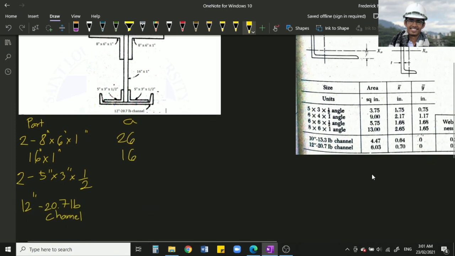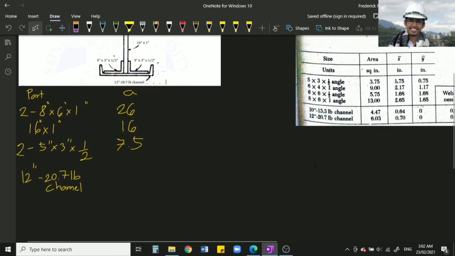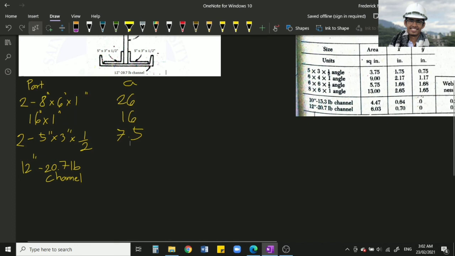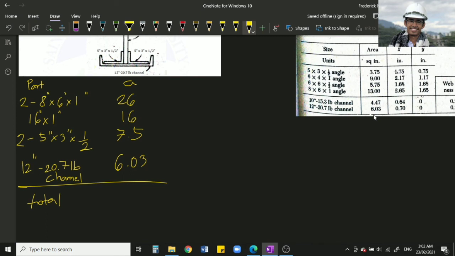Okay? And next, 5 by 3 by 1 half. So, we have a 5 by 3 by 1 half angle. So, the area is 3.75 square inch. There are two again, so we just multiply this by 2. So, that will be 7.5. And for the 12 inch, 20.71 pounds channel, our area is 6.03. Okay? Therefore, our total area is equal to 55.53.